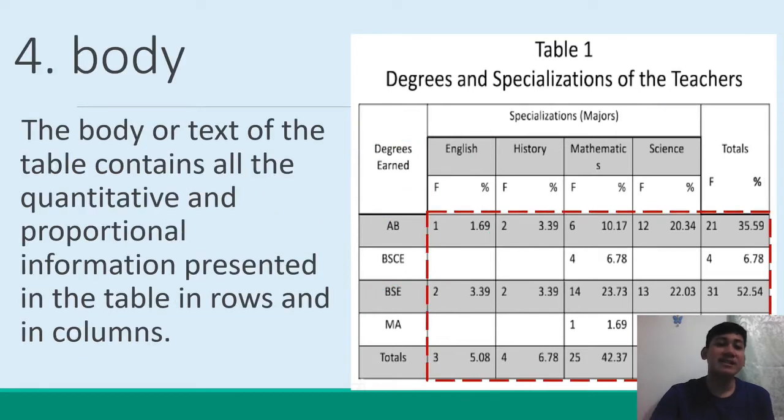The next is body. So, the body or text of the table contains all the quantitative and proportional information presented in the table in rows and in columns. So, as you can see, so ito yung body. So, nilalaman ng body is yung mga information or mga na-collect na data.